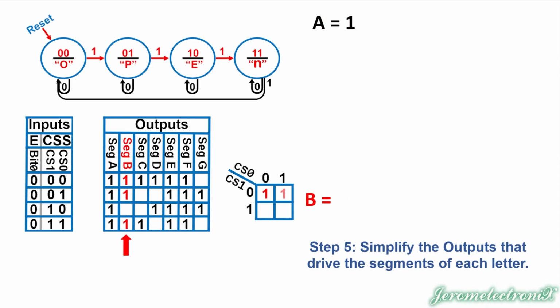But for segment B, we put 3 1s in, and they're like this. We're going to have to implicate these 2. That means we're going to be canceling out CS0, but keeping not CS1. And then we're going to add to that this implication where CS1 is canceled out and we're keeping CS0. And that's B.